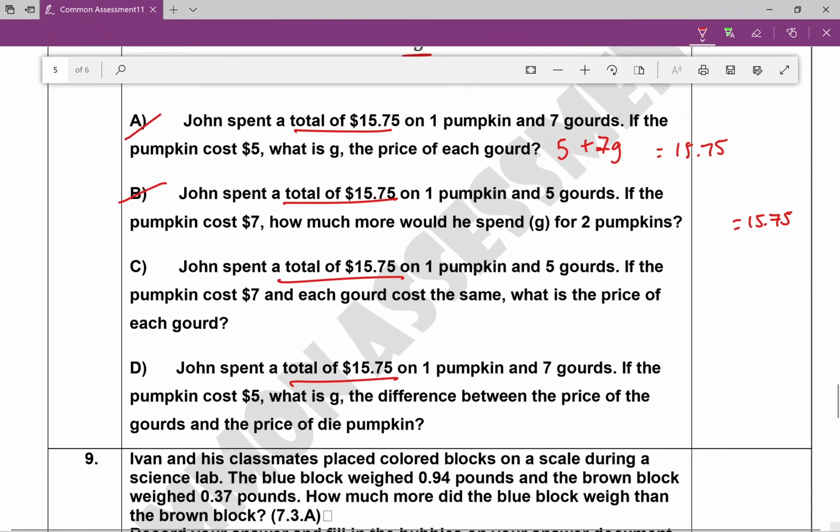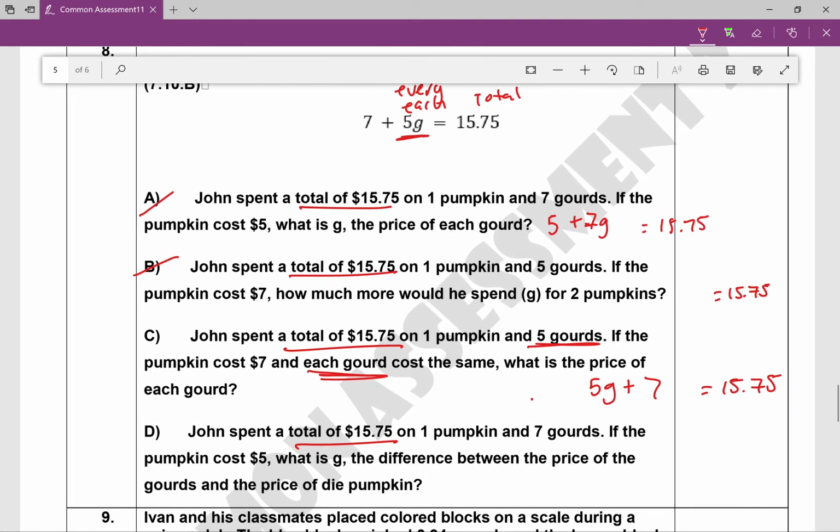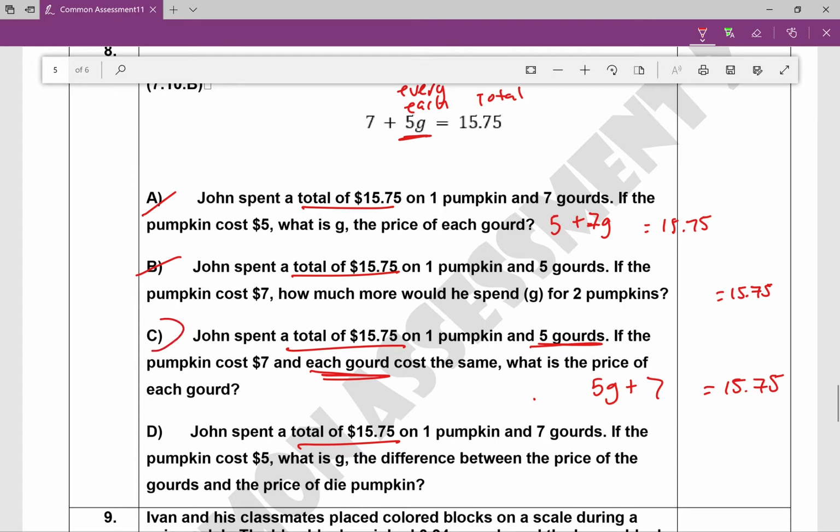So now, John spent again equals 15.75. Everybody agree? Says 1 pumpkin and 5 grouts. If the pumpkin costs $7 and each grout is the same, so 5G plus the $7 for the pumpkin should give you that. Is that my equation? Yeah, so my answer had to be that one. It's the same thing. You can just rewrite this. And I showed you this, I don't know how many times. As long as you keep the signs consistent, it'll be the same.